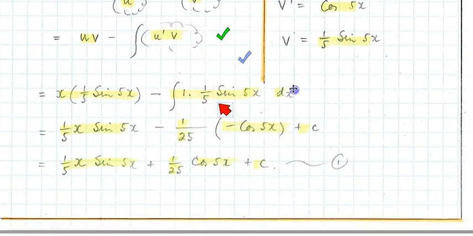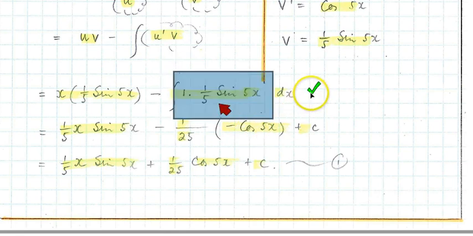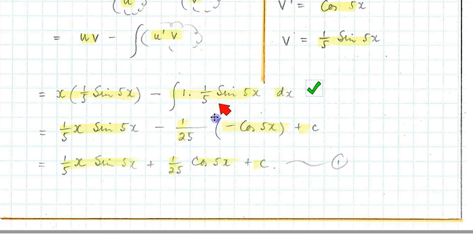Now this line here, which I'll put a green tick on, hopefully this is an easier integral than before. Well, it certainly is. For a start, it's got no more x's in it. Let's just clean it up. I've got minus 1/5 sine 5x.